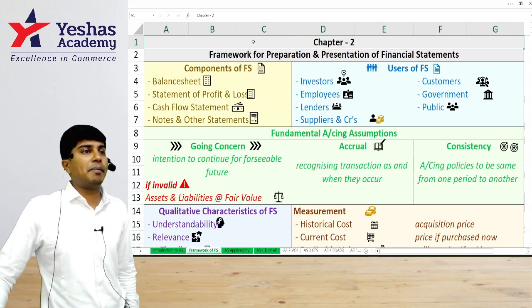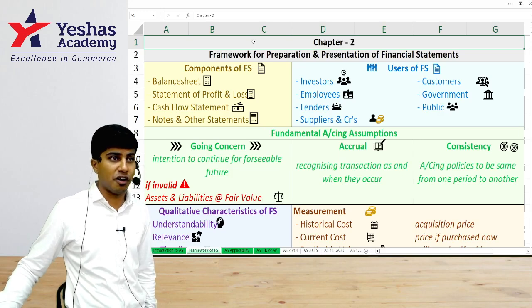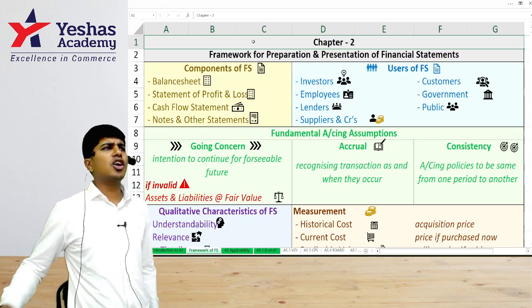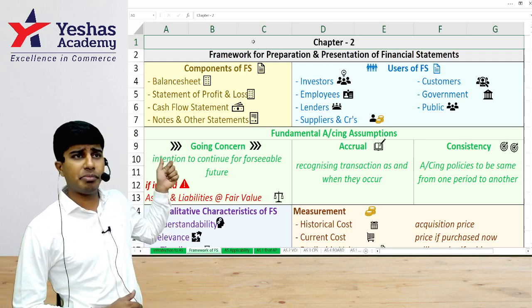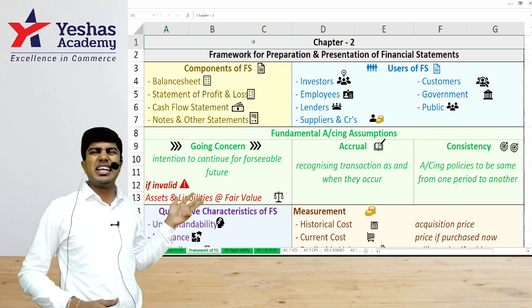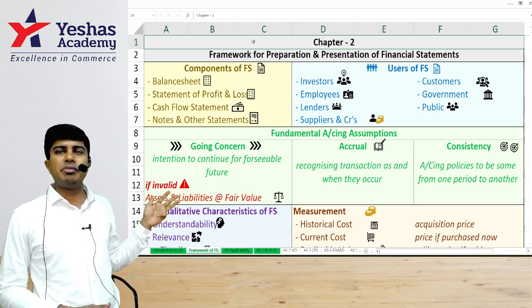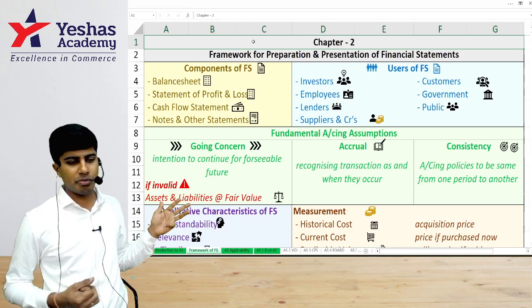Let's quickly revise chapter 2 of our syllabus, which is framework for preparation and presentation of financial statements. The components of financial statements are four: balance sheet, statement of profit or loss, cash flow statement, and notes to accounts. Significant accounting policies and statements showing changes in equity are also part of financial statements, but are not mentioned here.